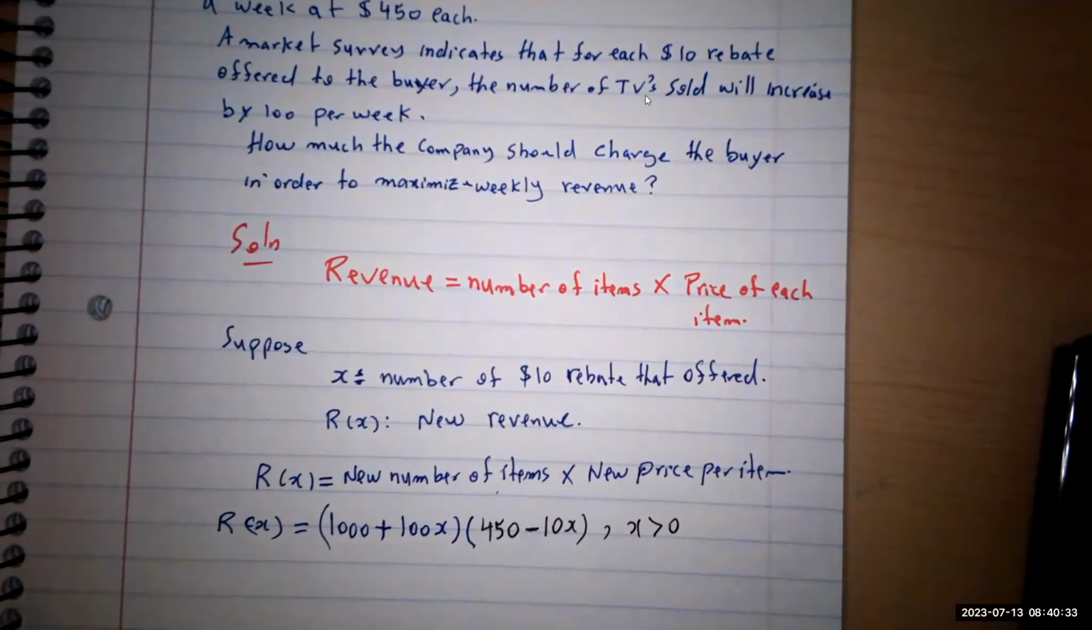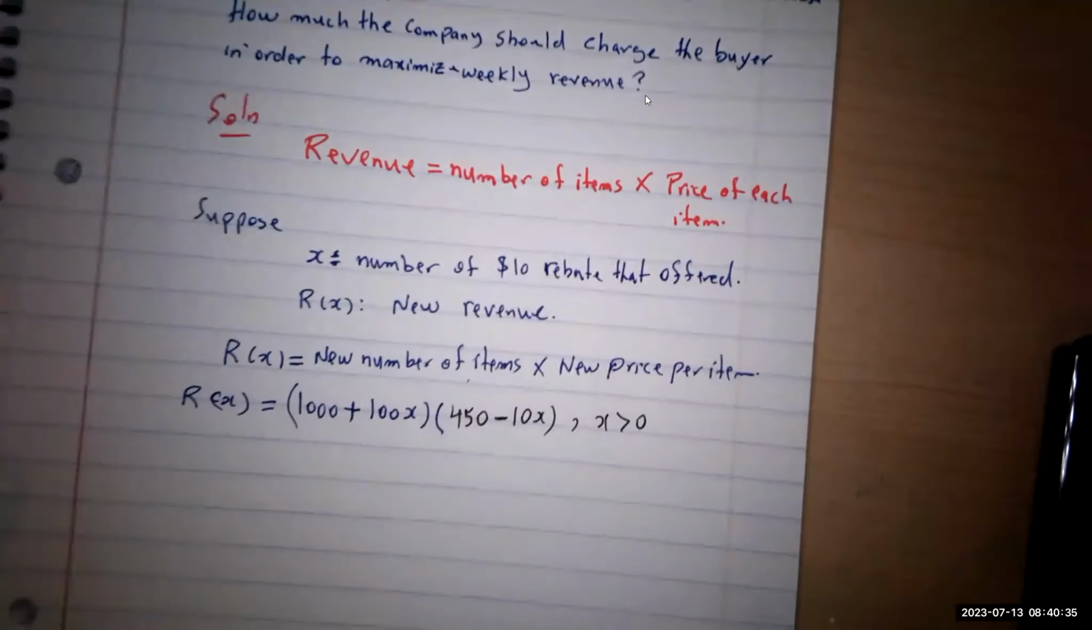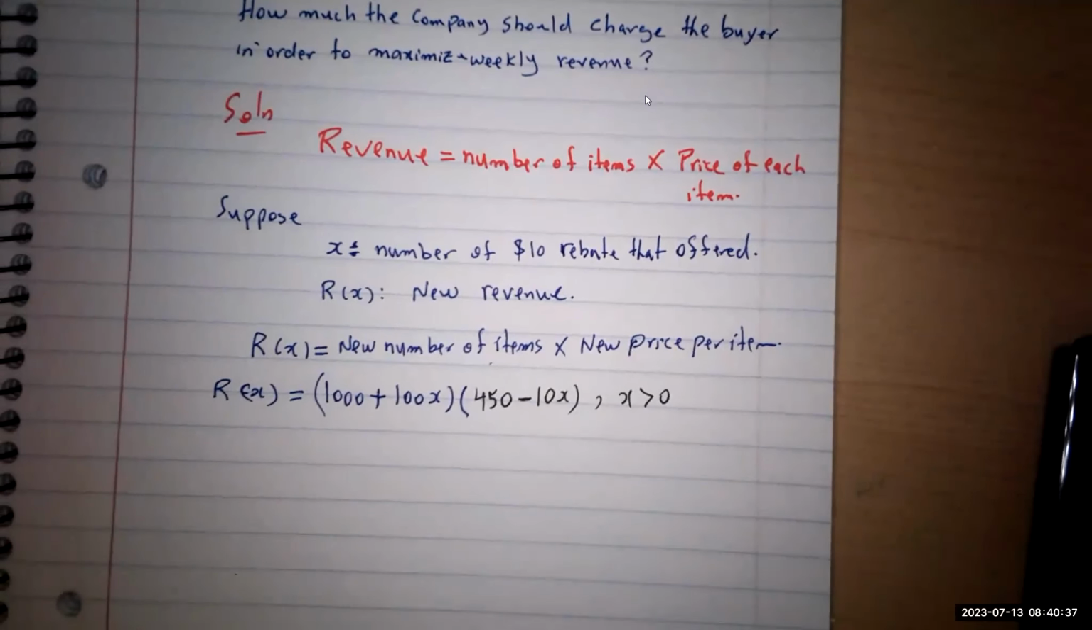You FOIL it, you get a function, but you want to maximize it because you are interested in maximum revenue. So you have to differentiate it, get a critical number, and then get the result. Okay, any question? So carefully FOIL this one.